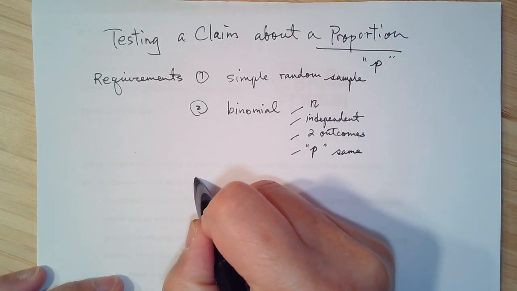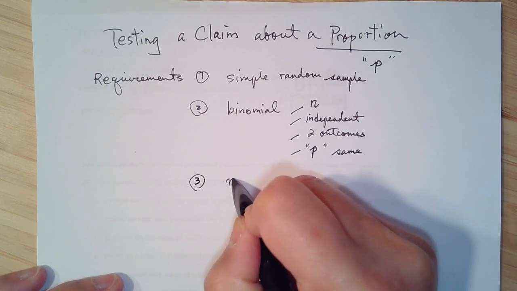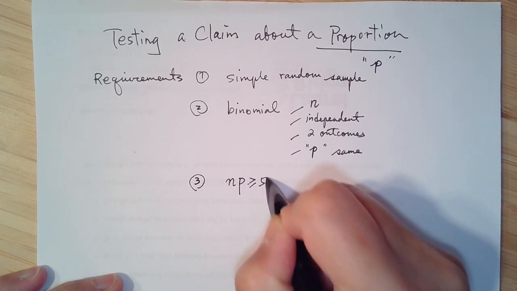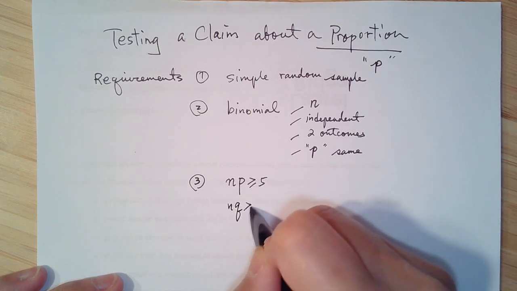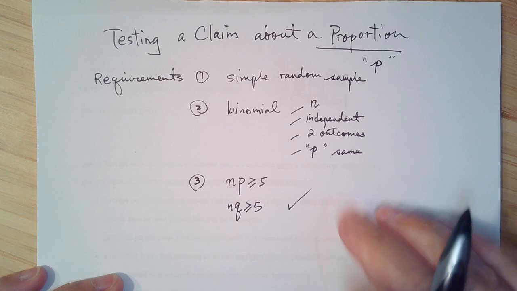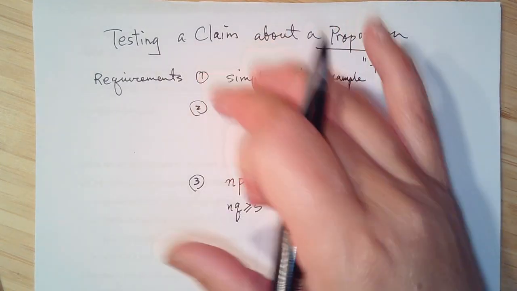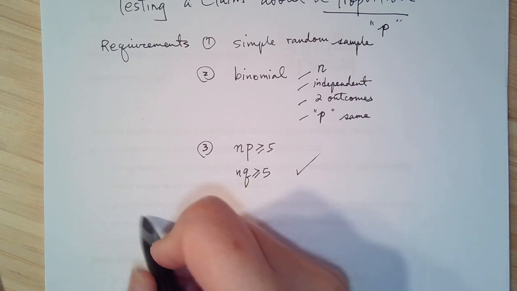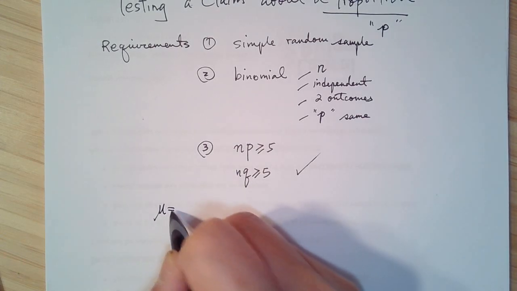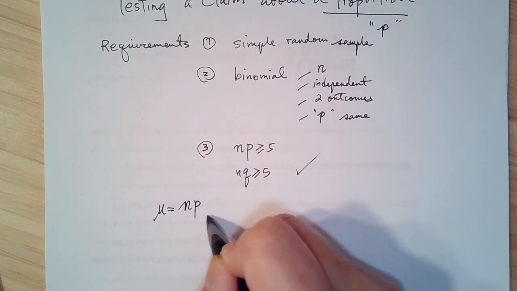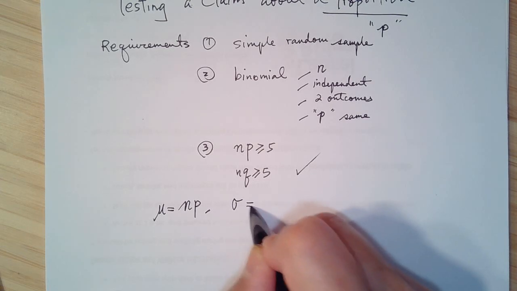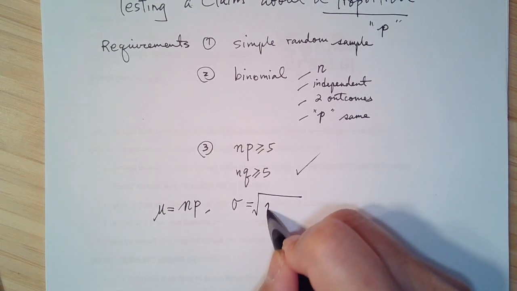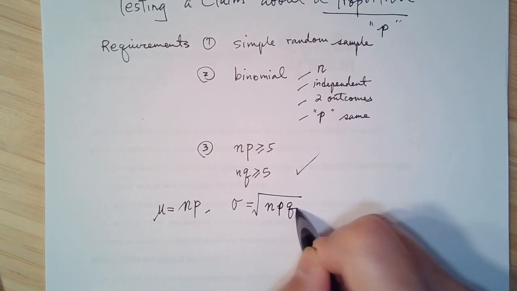And then the third requirement, we have np greater than or equal to 5 and nq greater than or equal to 5. When all those 3 requirements are met, then we're going to use mu equals n times p, and the standard deviation will be the square root of n times p times q, right?